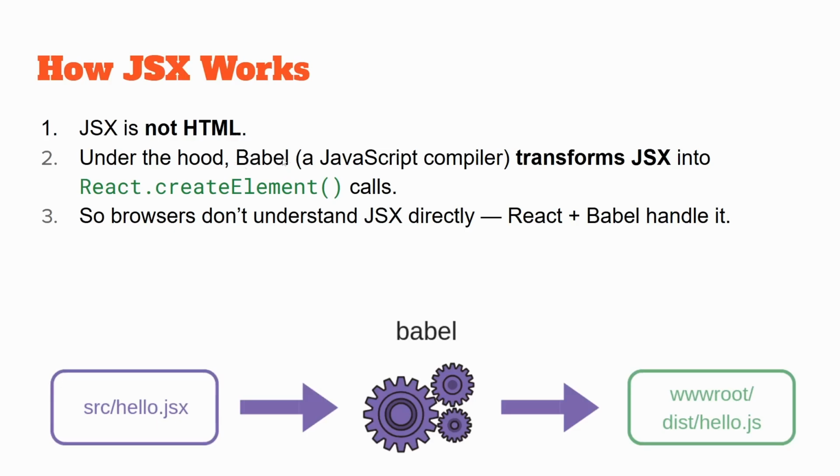Okay, so for example over here, this hello.jsx file is given to the Babel code, which converts it into the JavaScript code, that is hello.js. So it converts everything, whatever elements that you create, into create element calls. Okay, so now when the browser reads it, it can easily understand what that code is.